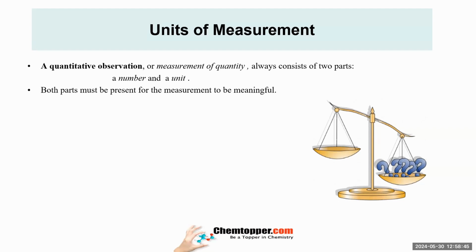Units of measurement. Measurement is used for representing any quantitative observation. Quantitative observation means the quantities are expressed with the help of a number and a unit. Without a unit, that number has no meaning. If I say 20 and don't place any unit after it, then this 20 has no meaning. You will say 20 what?